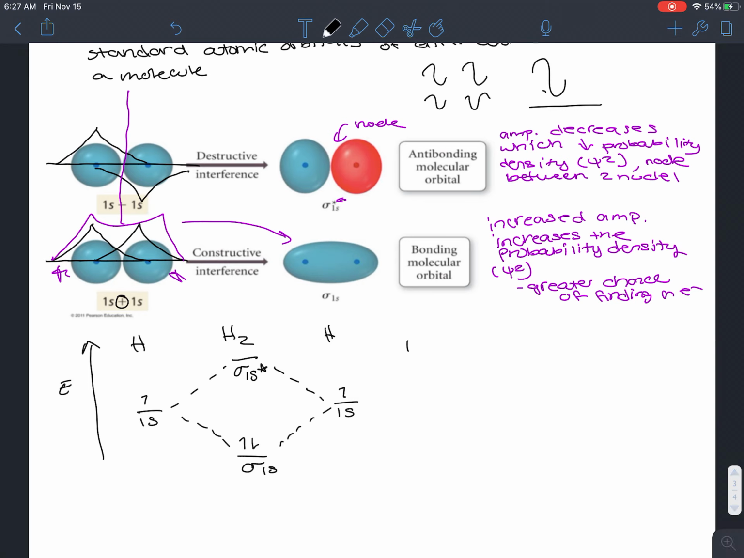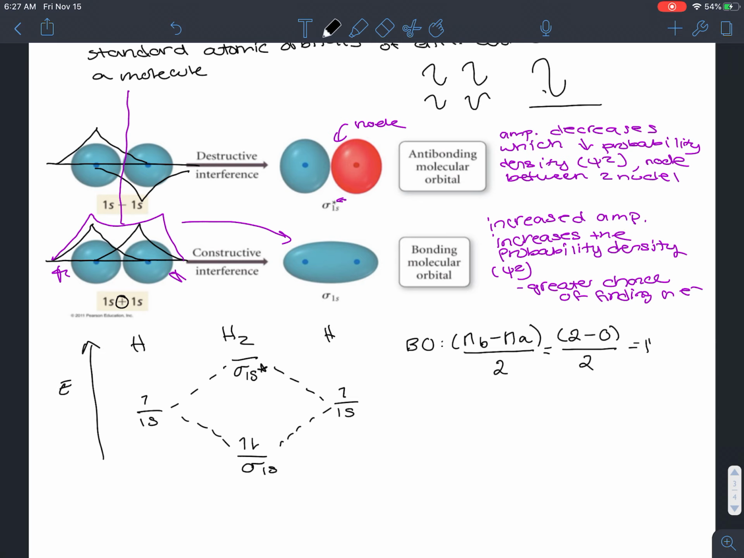Now, another way to look at whether this is stable or not is through determining the bond order. The bond order shows us exactly how many bonding to antibonding electrons we have. It is equal to the number of bonding electrons minus the number of antibonding electrons, divided by 2. So here, I have 2 bonding minus 0 antibonding, divided by 2. 2 divided by 2 is equal to 1.